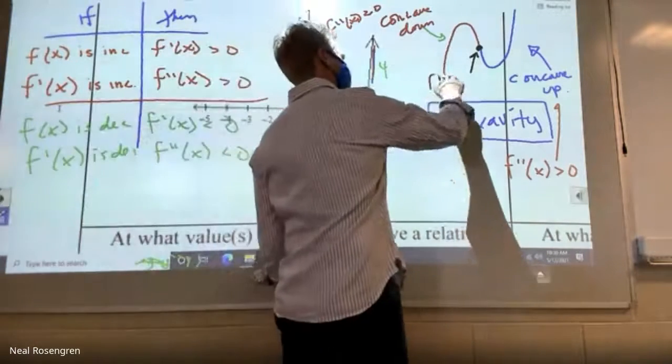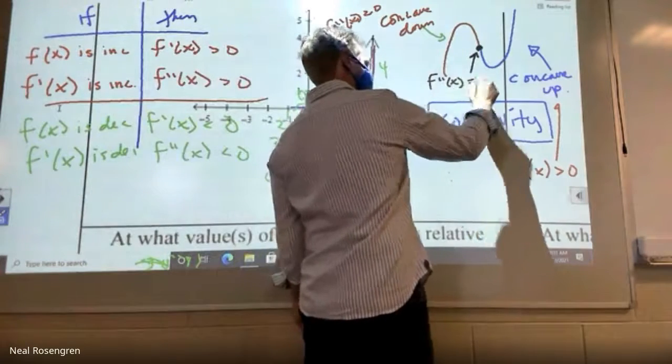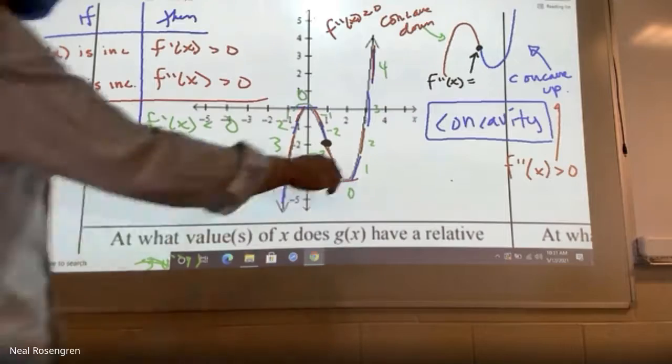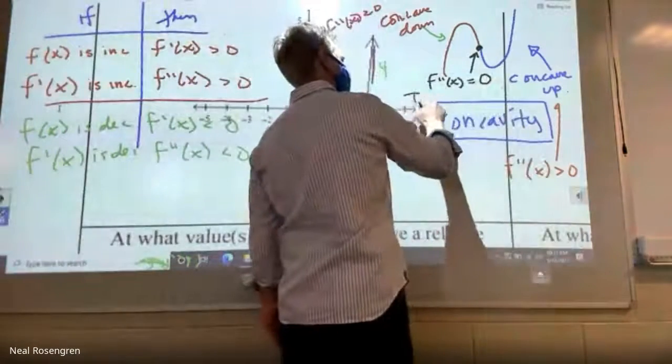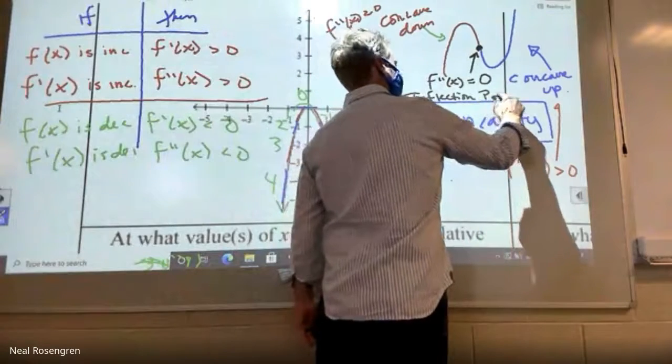What do you think the value of the second derivative is going to be at the point where it's not concave down anymore, but it's not concave up yet? 0. Okay, this is called an inflection point, which you already know. But now we can formalize it.